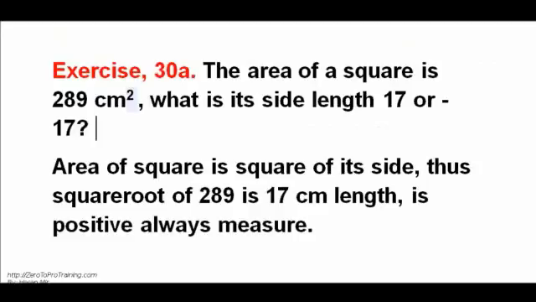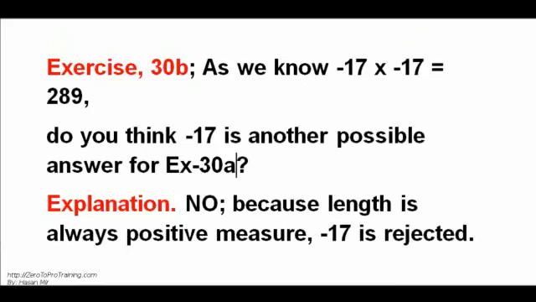Exercise 30a. The area of a square is 289 centimeters square. Is its side 17 or minus 17? Area of a square is the square of its side, thus the square root of 289 is 17 centimeters here. Length can't be negative.